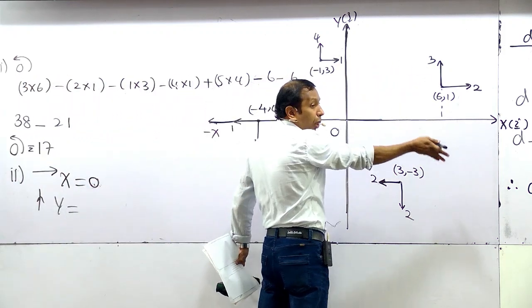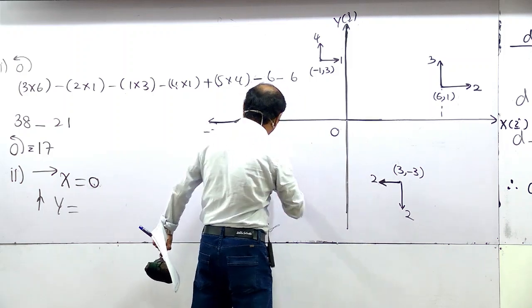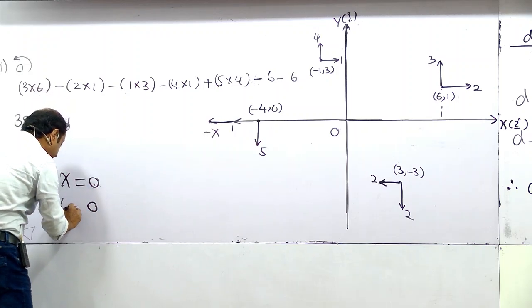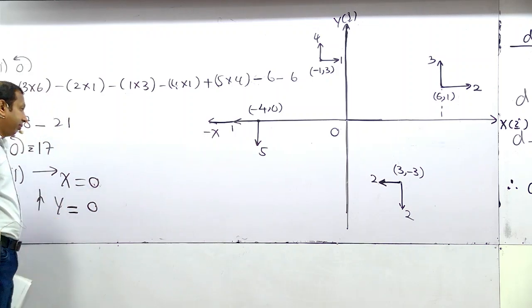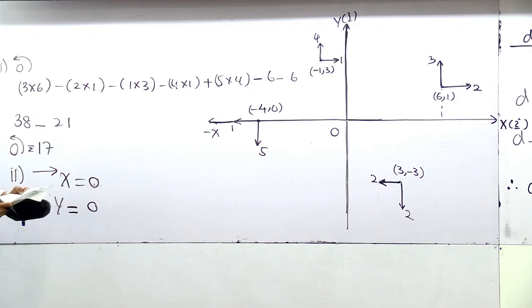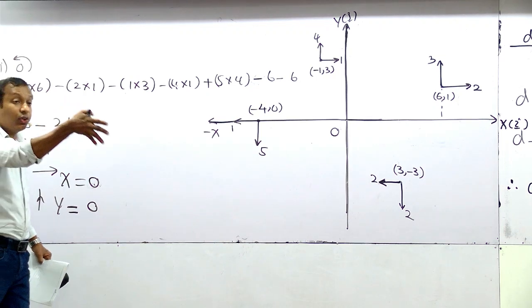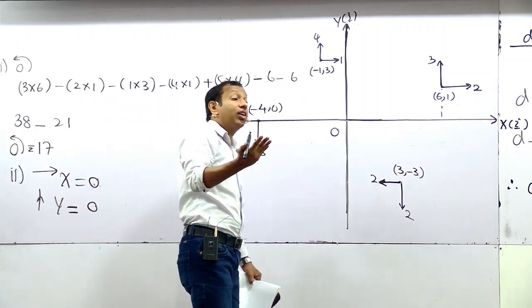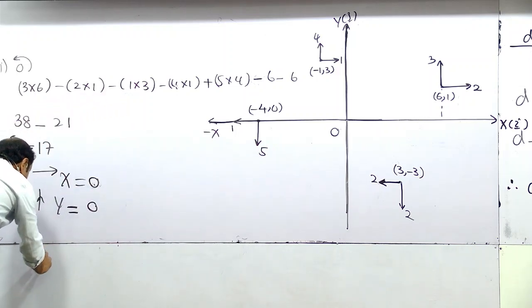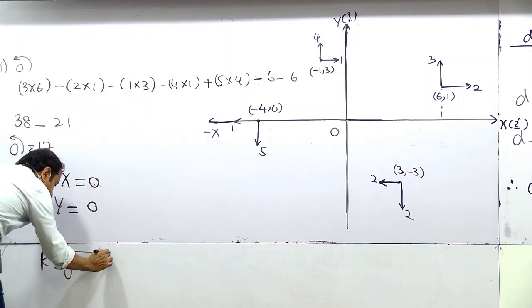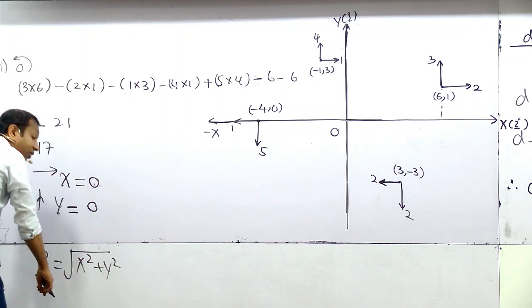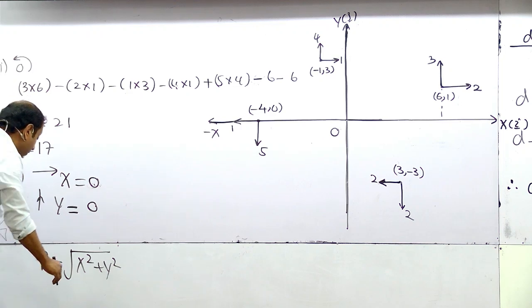4, 3 upward, 7; 2, 5 downward, 7. Again y is also 0. Right. x is 0, y is 0. What is R? How do you find R, people? R is the square root of x squared plus y squared. Both x and y are 0. Then what is R? R is 0. No resultant.